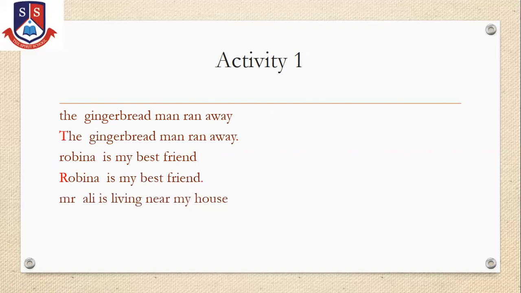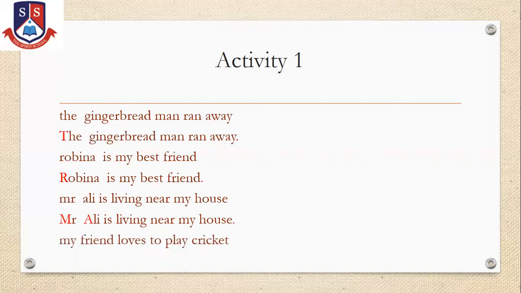Now, what we are supposed to do is we are going to write two letters in capital. Yes? Very good. First is M, that is for Mr. Why M? Because we always write this abbreviation, this word Mr., with the capital one, M R, and we are going to write A for the capital one. Why? Because this is the name of a person. Mr. Ali is living near my house, and at the end we are going to put the full stop.